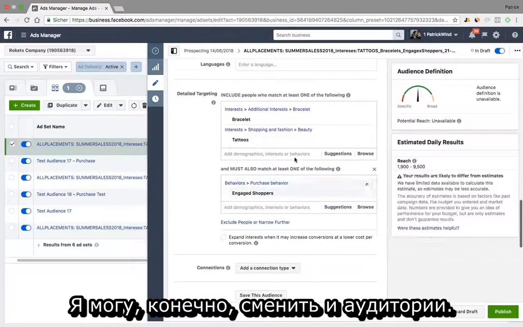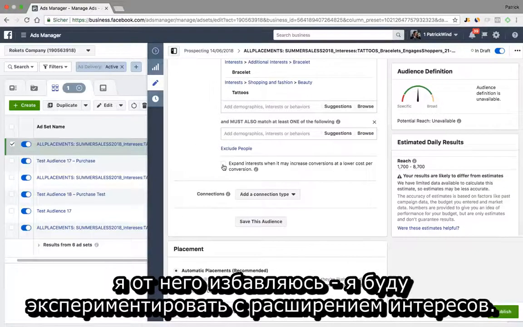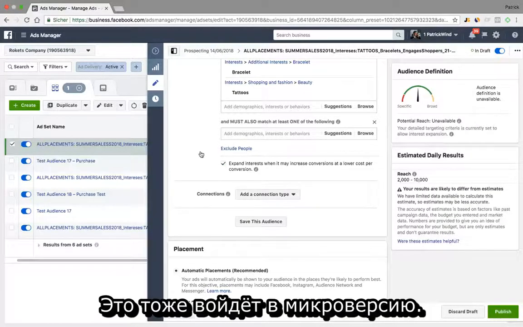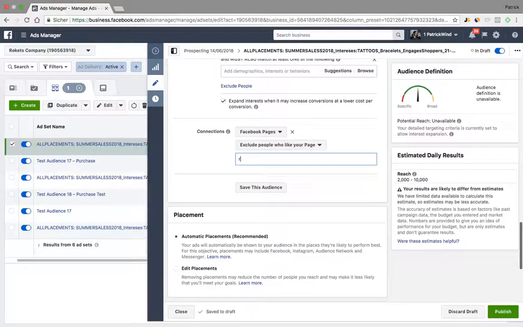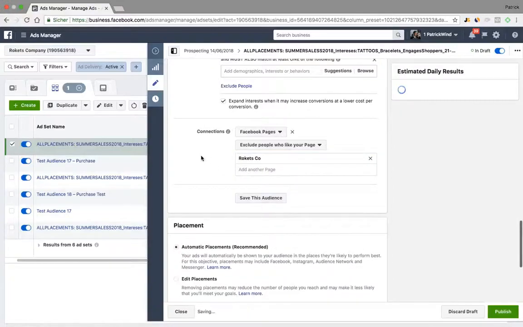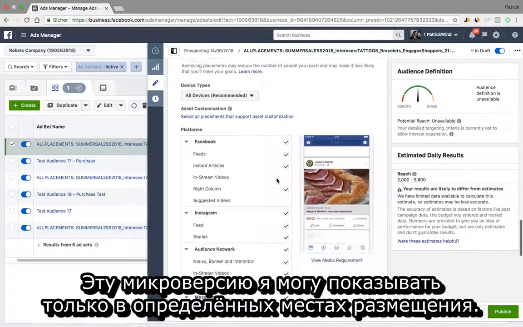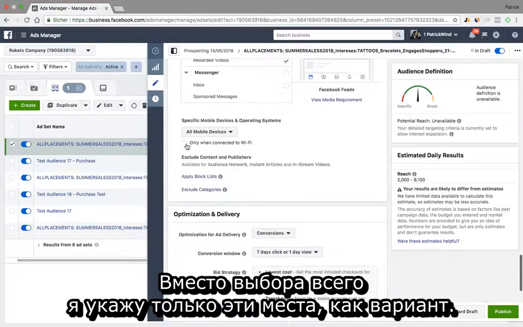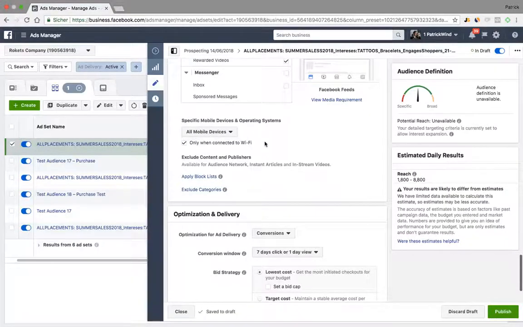I could of course change the audiences. So instead of including this additional filter for engaged shoppers, I could get rid of that one. I could play around with the expand interest when it may increase conversion at low cost. So this is also a micro variation. If I click on this button, I could exclude people who like my page. This is a micro variation. I could show it only in specific placements. Instead of doing all, I could select probably these ones just as an option. One micro variation would be only when connected to Wi-Fi. Okay, this is an option.